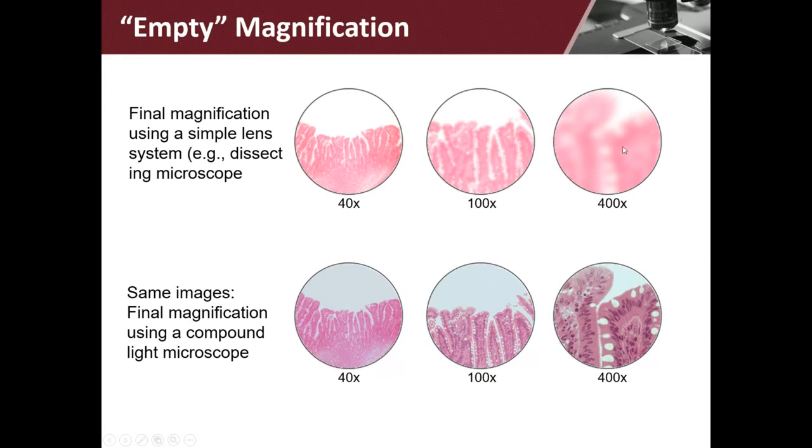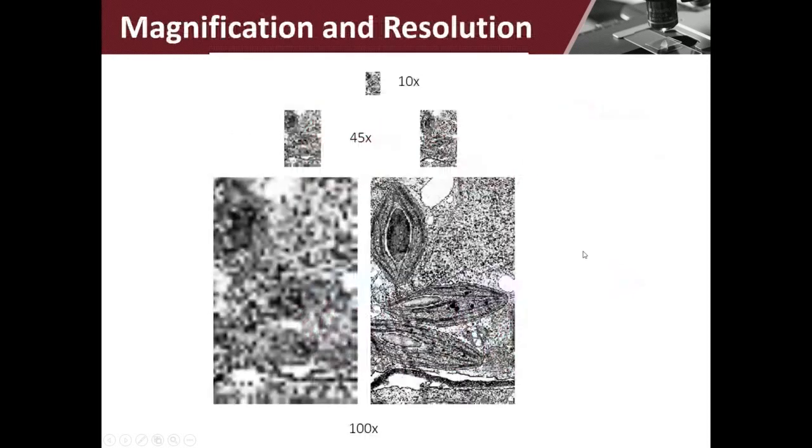So everybody can see the difference between these two. They're the exact same cells, one without good resolution, one with good resolution. So this would be an example of what's called empty magnification. This is just another one. Here's 10 times magnified, 45 times magnified, 100 times magnified. This, you can't really even see what it is. It just looks pixely. And then here you can see with resolution how clear you see cell structures, you see internal structures.